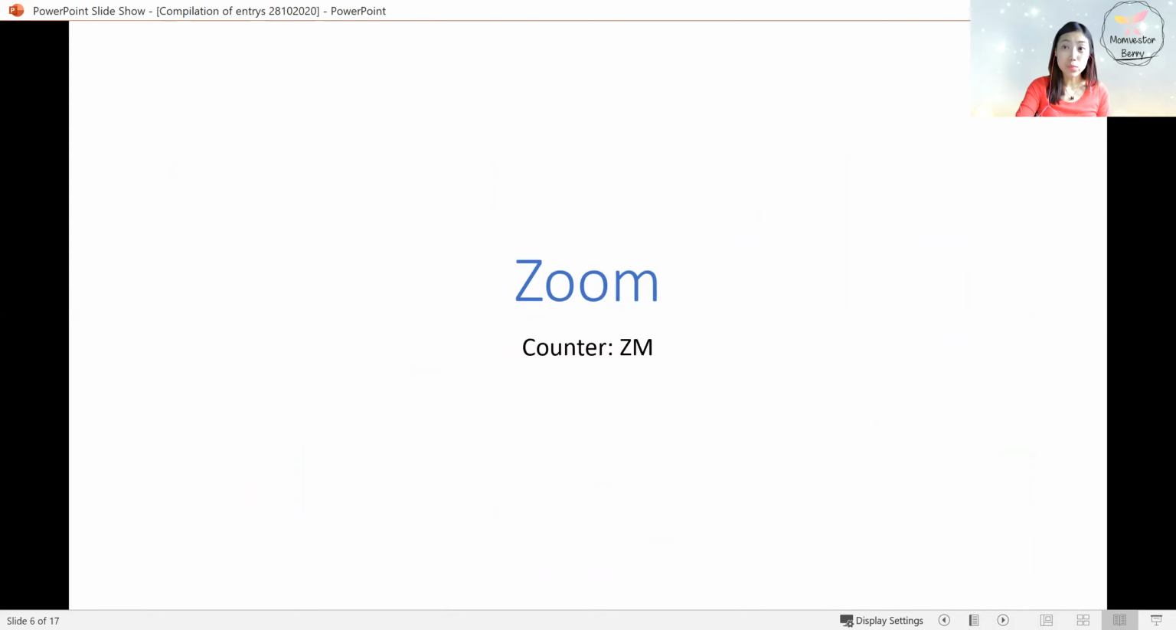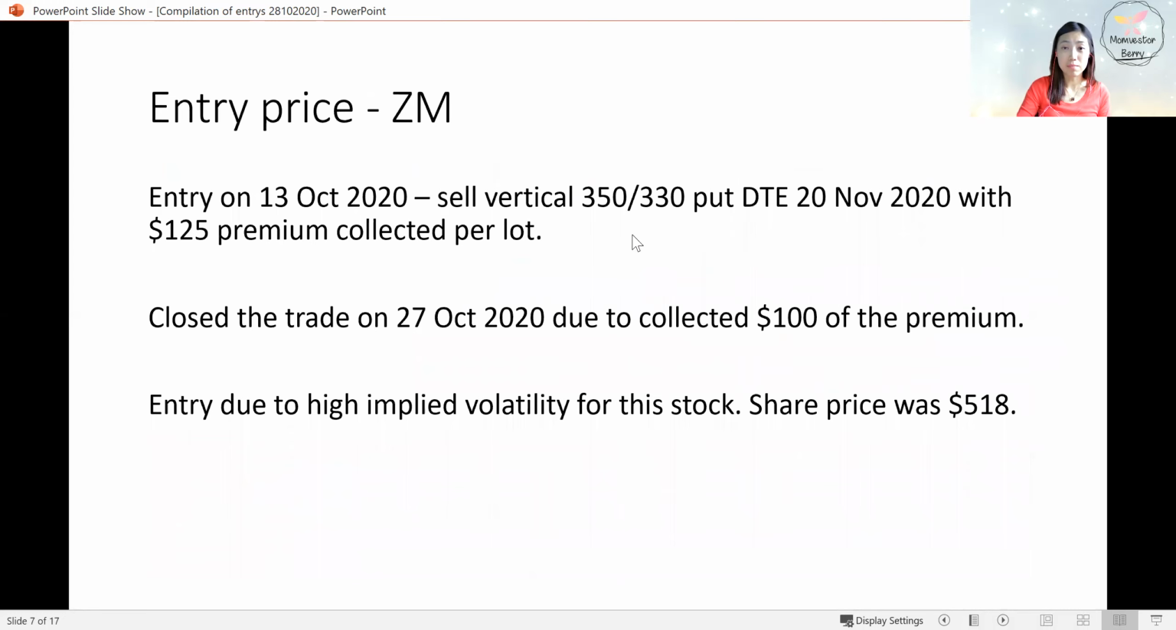Okay, for Zoom as well, I placed the same trade. I placed it on the 13th of October. I sold a vertical 350 put and bought the 330 put, with the same expiry date, 20th of November, with $125 premium per lot size. I closed this trade yesterday, the 27th of October. Today is the 28th of October. I collected $100 premium, so I let go of the $25 premium. If I want to collect the whole $125, I need to wait until the 20th of November.